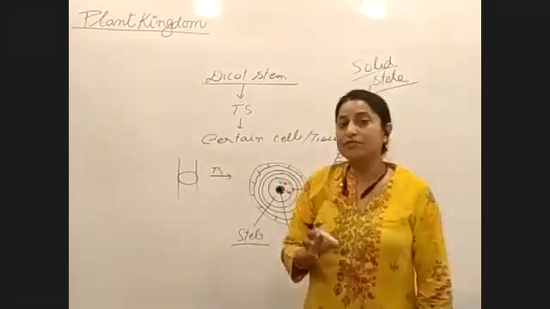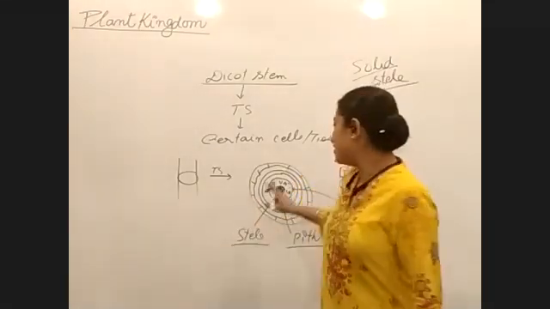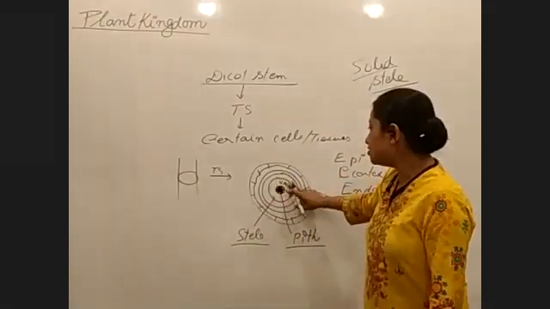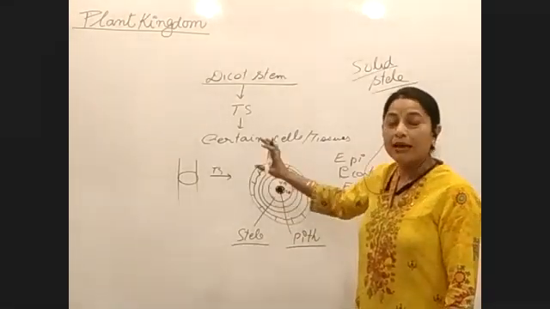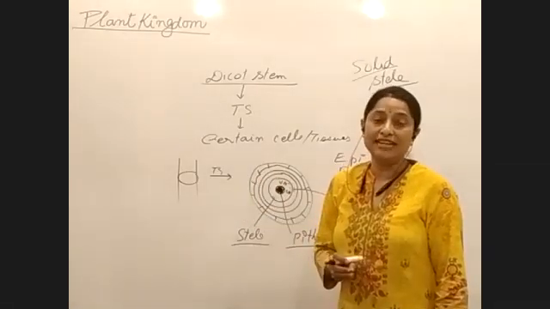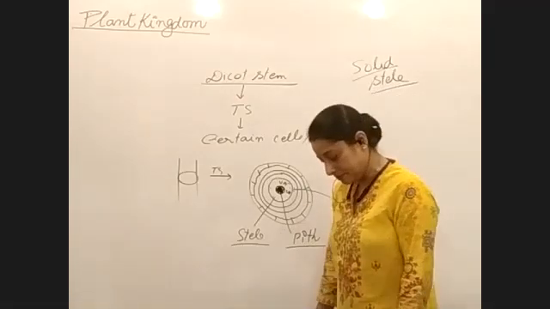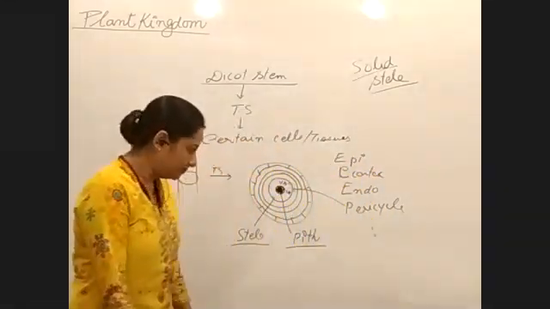So in today's class, we are talking about the concept of stele. What is stele? The central mass of vascular tissues is called stele. This central mass may be with pith or it may be without a pith. Is the point clear? Yes, ma'am. Everyone? Okay.